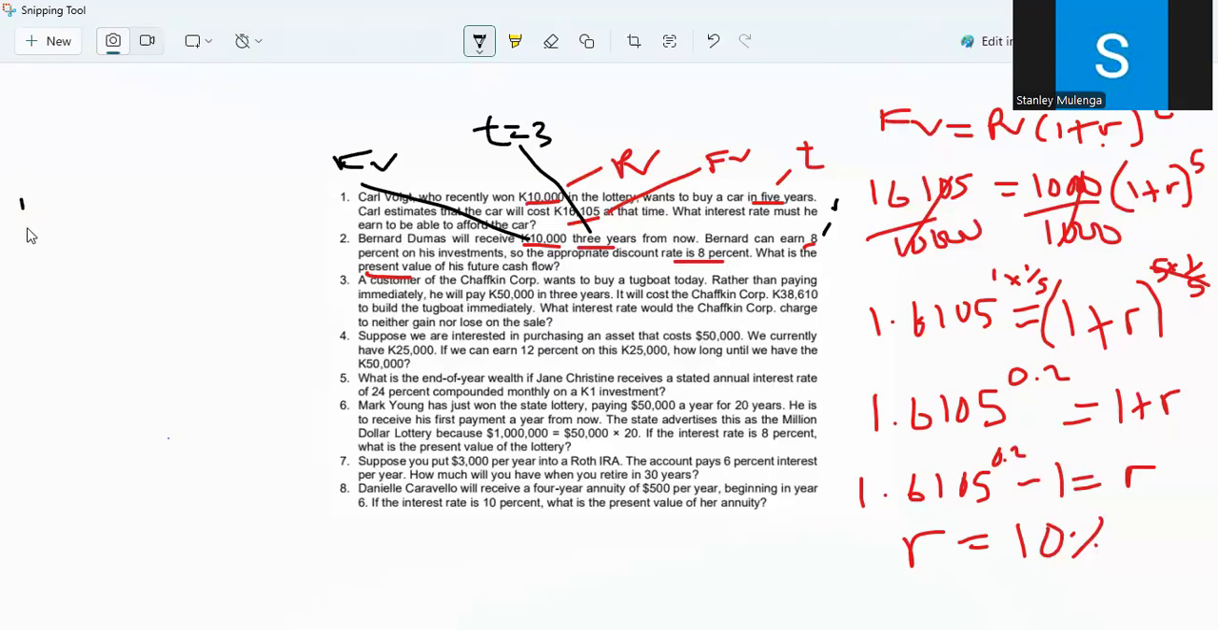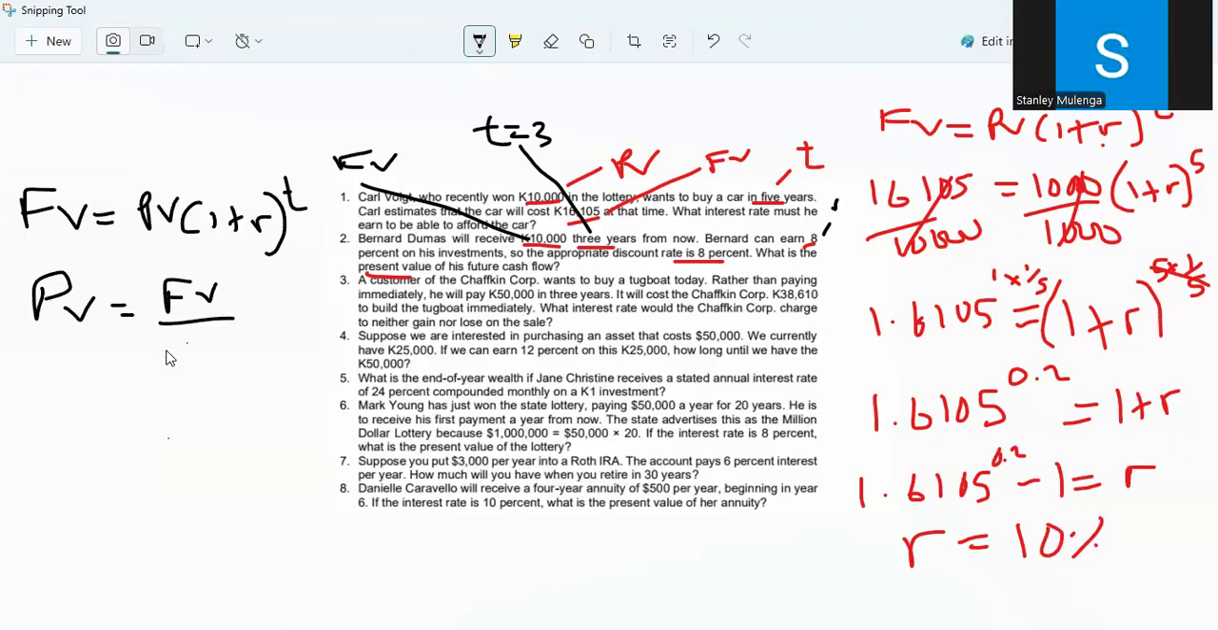So what is the present value? We go again to the general formula. Future value is what? Present value times (1 plus R) to the power time. Others would prefer to use directly the present value formula, which is future value over (1 plus R) to the power time. Are we following? And the future value is what? 10,000. Our interest rate is 8%. So 1.08 to the power time. Our time is 3.